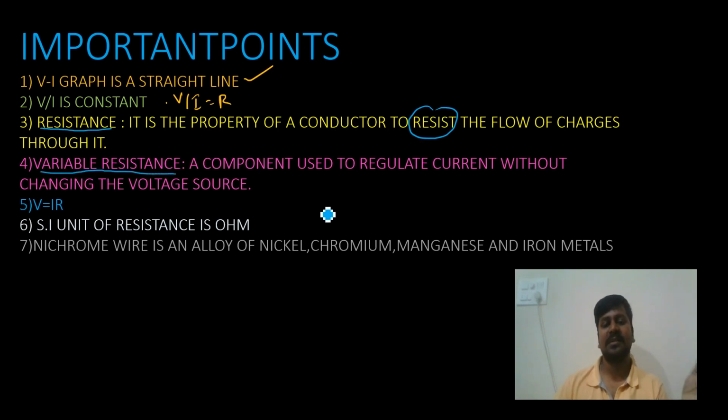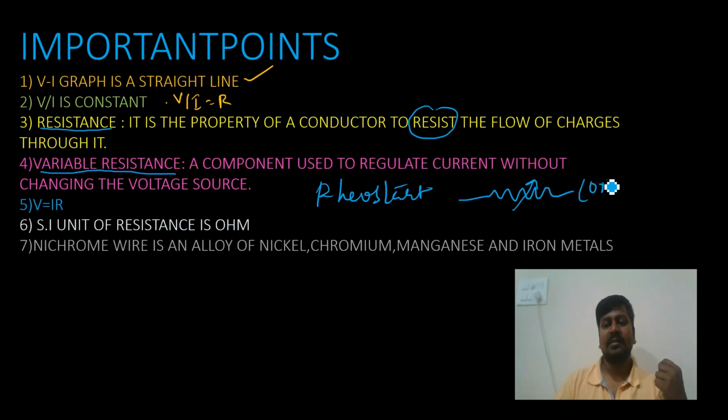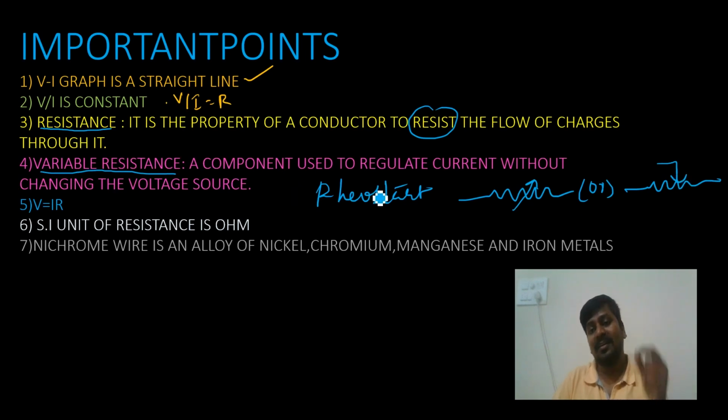Variable resistance: in the previous video I gave all the component symbols. That is nothing but a rheostat, which is a variable resistance. You can see the symbol is like this, or you can take it like this. This rheostat is a component used to regulate current without changing the voltage source. That is called variable resistance.